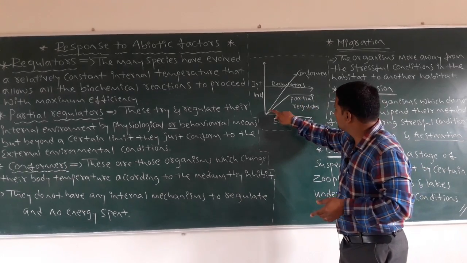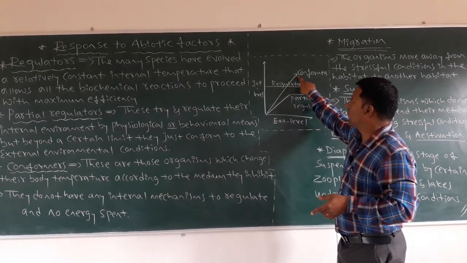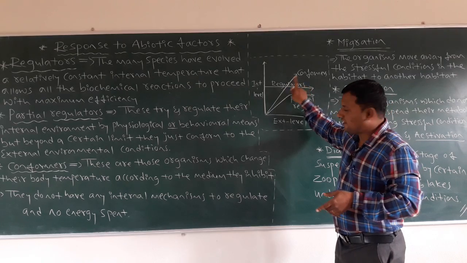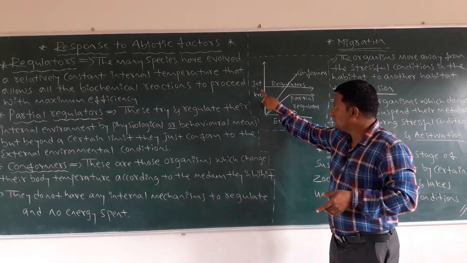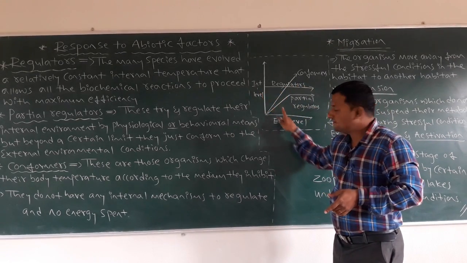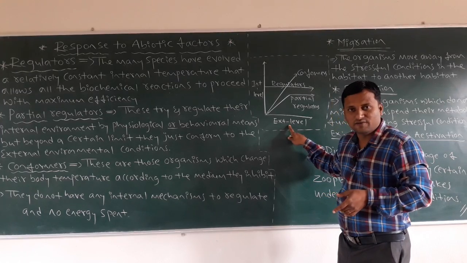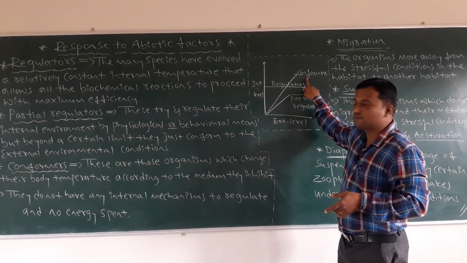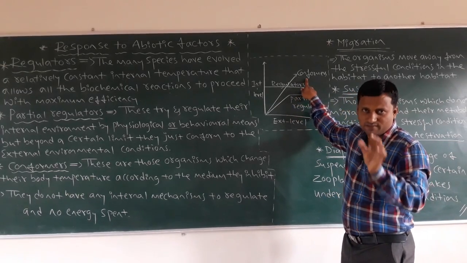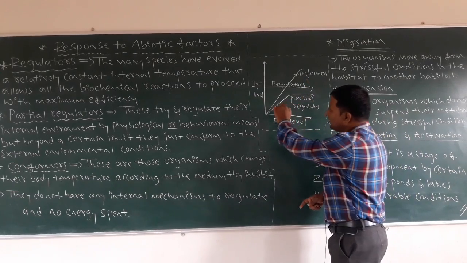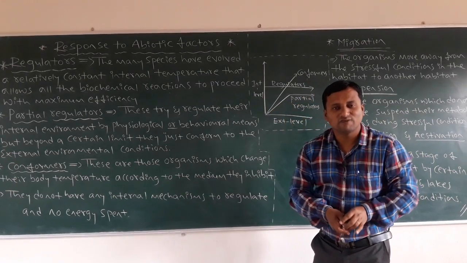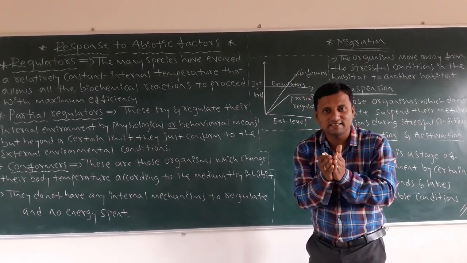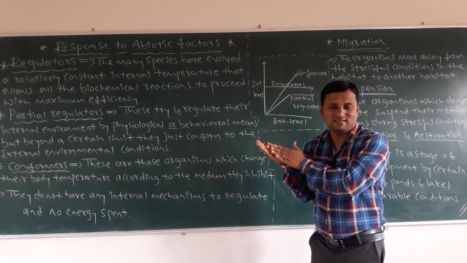And for another one, see, this straight line keeps going. This line is not linked with the internal level and also not linked with the external level, and those types of organisms are called conformers. Based on this graphical representation, we are going to analyze what these are.